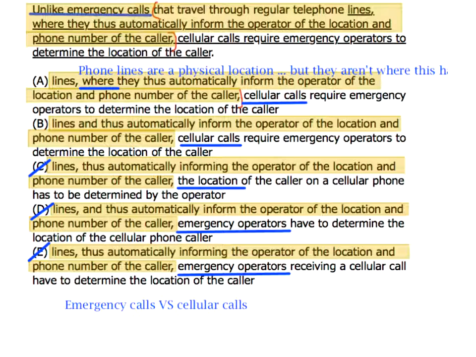Like, where they inform the operator, I mean, the operator does not live inside the phone lines, so this doesn't make any sense. They would have to inform the operator, or wherever the operator is holding up a phone, or something like that. And I don't think there's a problem with they, because they would just be the calls. But the where here is really the crux of the problem.